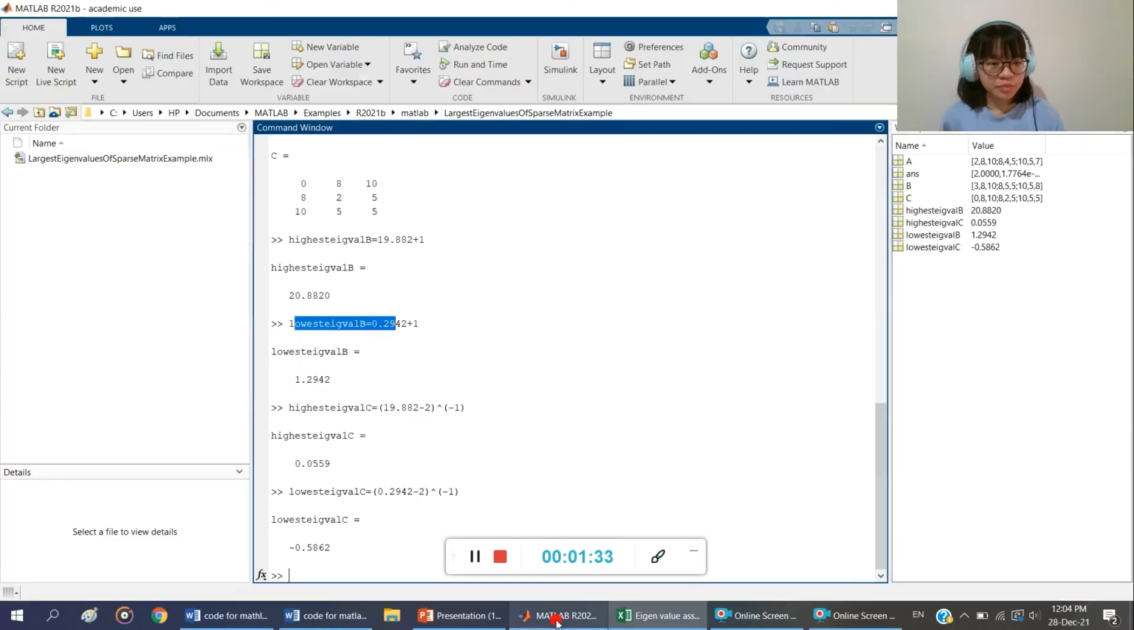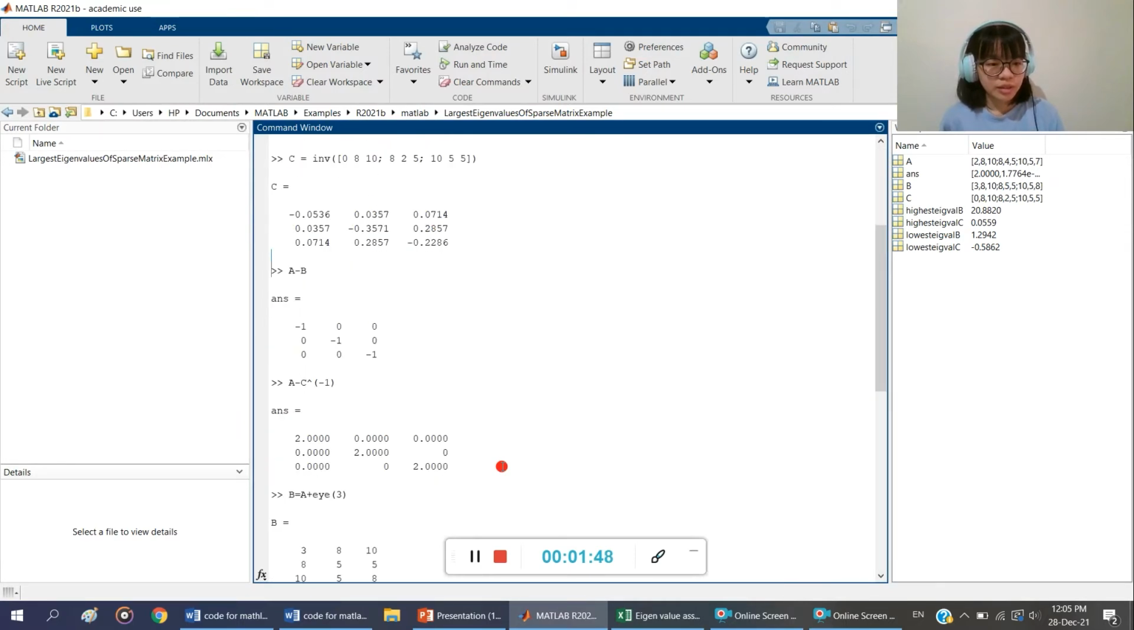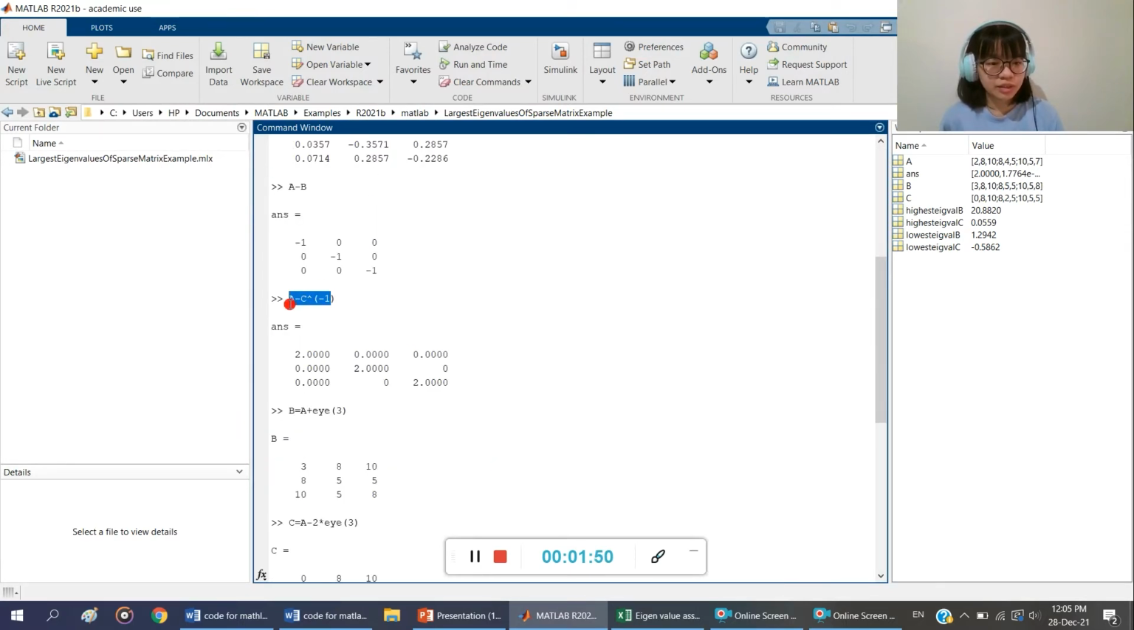Next, I will present about MATLAB. First, I insert all the matrices A, B, and C. Then I apply the difference between A and B and the difference between A and C. And I rearrange the equation. I will get A plus identity matrix for B, A minus 2 identity matrix for C.